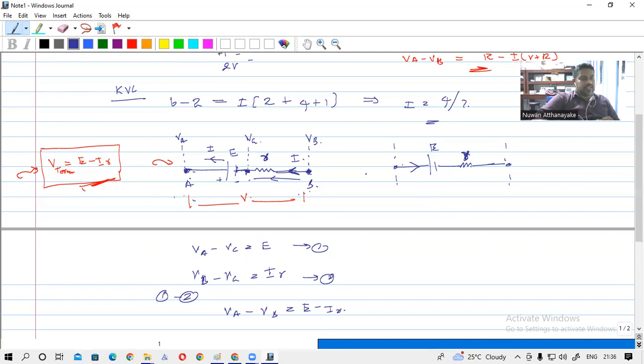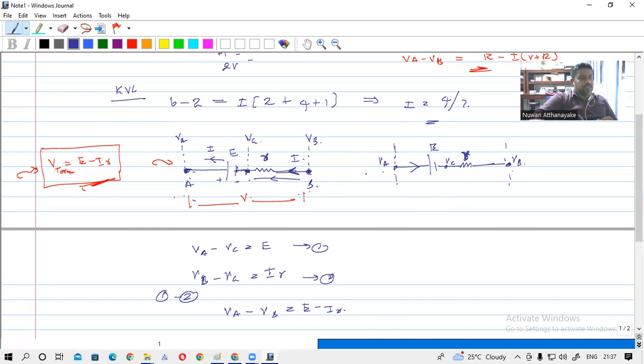So at this time, a current is flowing into this battery, not out of the battery. So at that time, how to find this one? The same theory you can take. So here you have the voltage VA. Let's say that here you have voltage VC and here you have the voltage VB. Now you have to find the voltage difference between VA and VB.